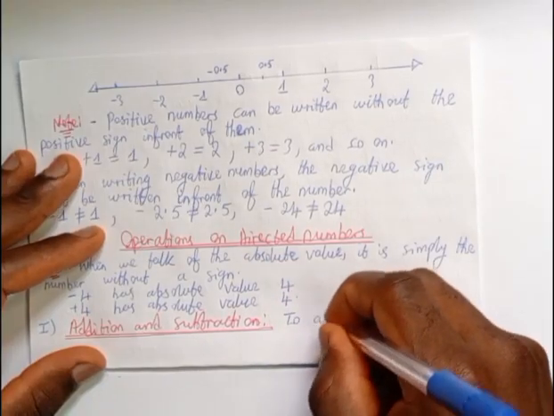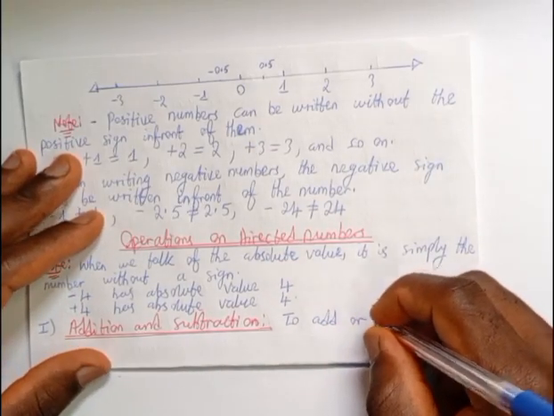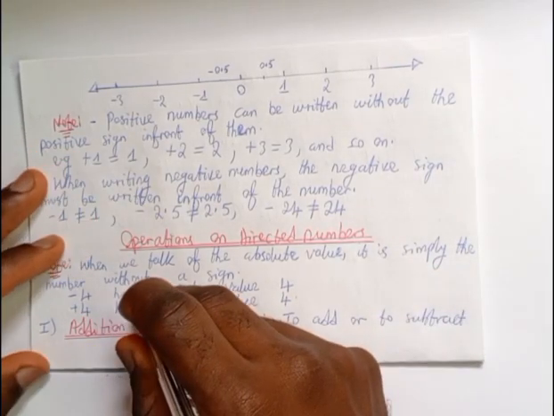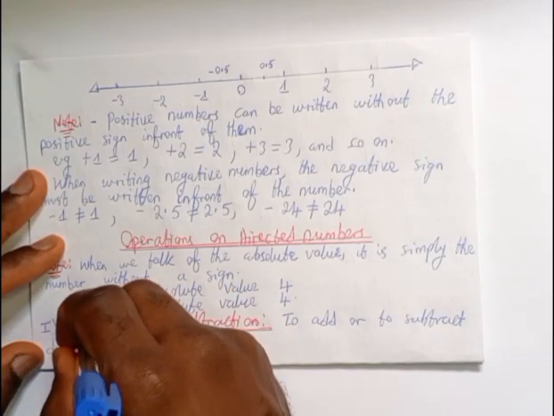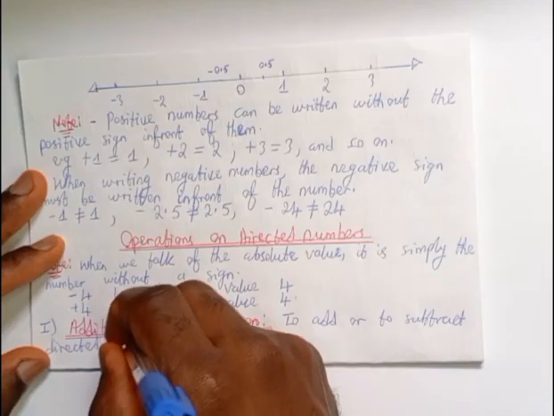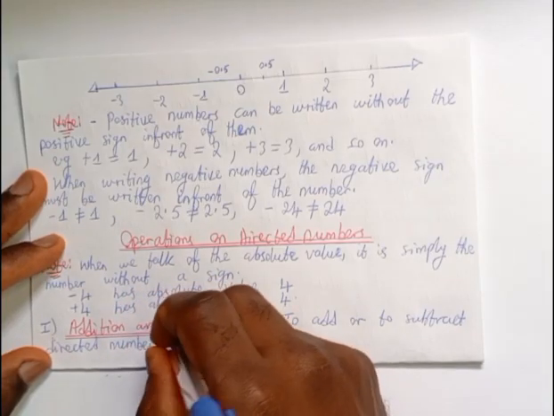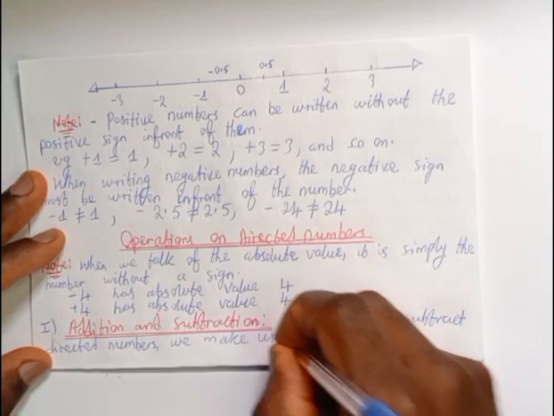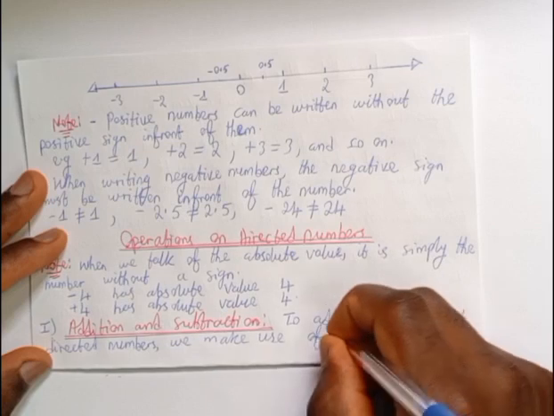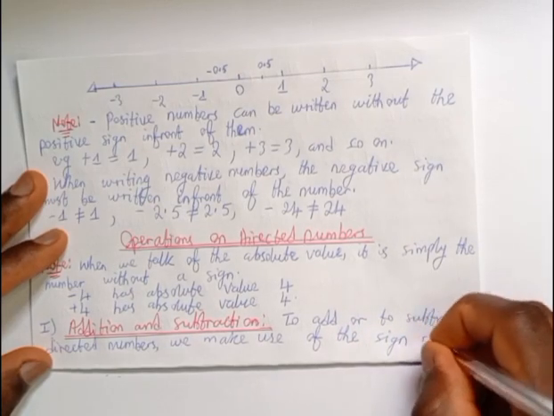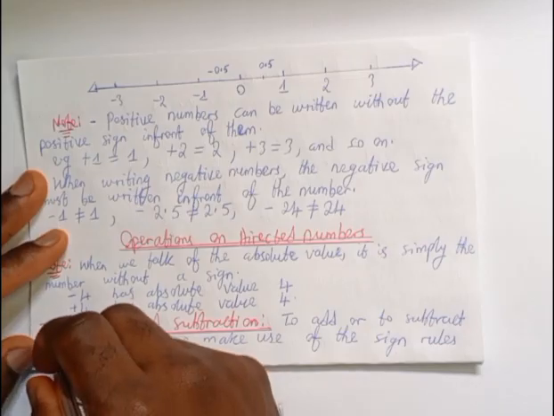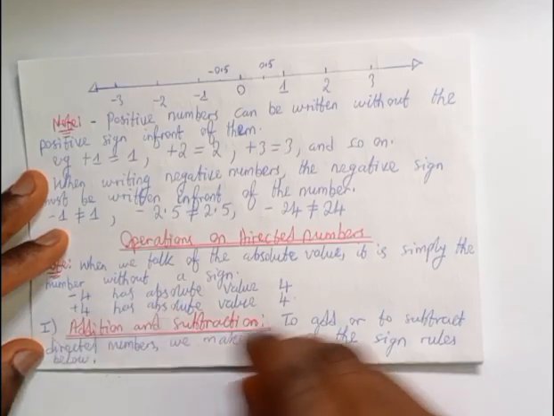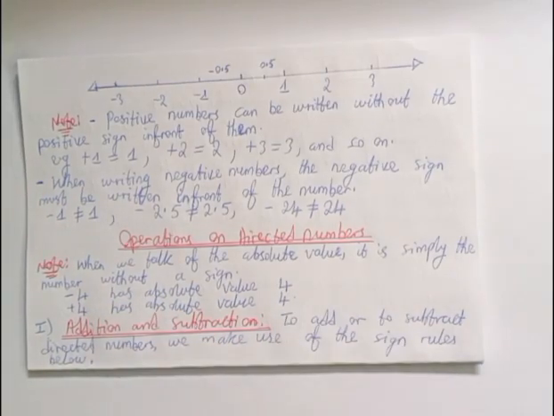Writing this, to add or to subtract directed numbers, we make use of the sign rules below. We make good use of these sign rules.